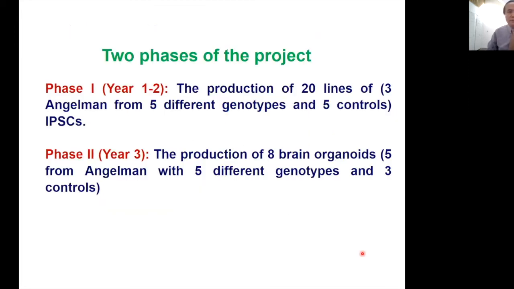So the project we divide into 2 phases. In year 1 and year 2, we will produce 20 lines: 3 Angelman from each of the 5 different genotypes, plus 5 control iPSC cells. And phase 2 will be year 3 or year 4. We're going to produce brain organoids from the iPSCs we generated, from the 5 different genotypes plus 3 controls. So we are just getting started, and thank you.